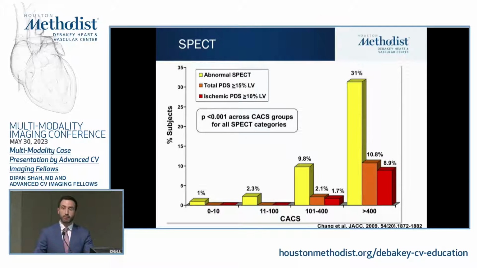But there have been some studies that have looked at the relationship of calcium score and SPECT. This is one of the earliest and first and most highly cited studies from this institution by Dr. Chang. This was almost 14 years ago. So among those with calcium score more than 400, you can see that the prevalence of abnormal SPECT is about 30%, which means that 70% of those patients have a normal scan, right?